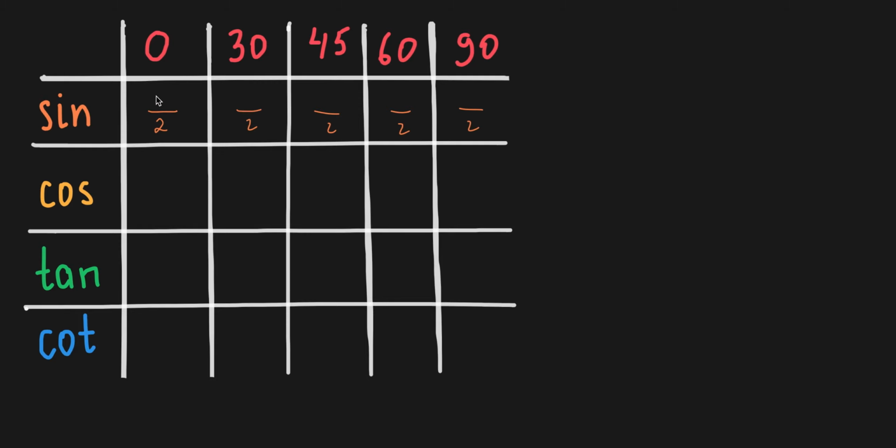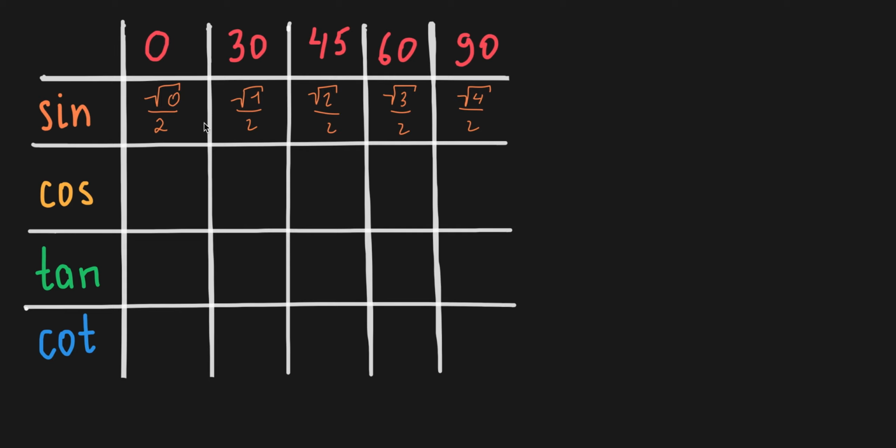And for all those, you're going to have a square root. So for this, 30, 45, 60, 90. And for sine, you're going to go from 0 to 1. So 0 for 0, 1 for 30, 2 for 45, 3 for 60, and 4 for 90.